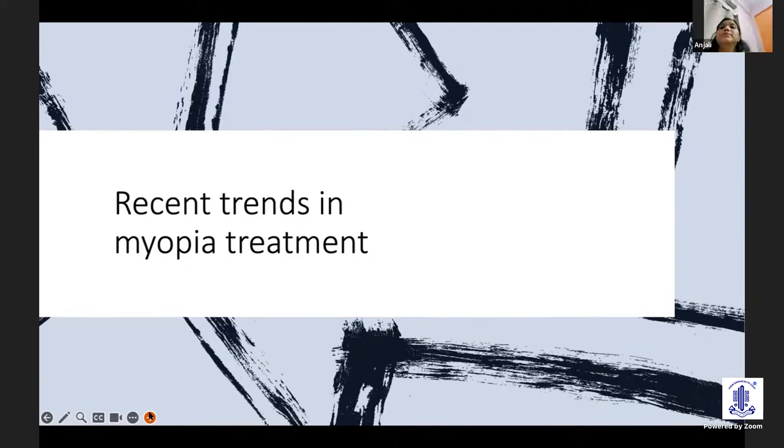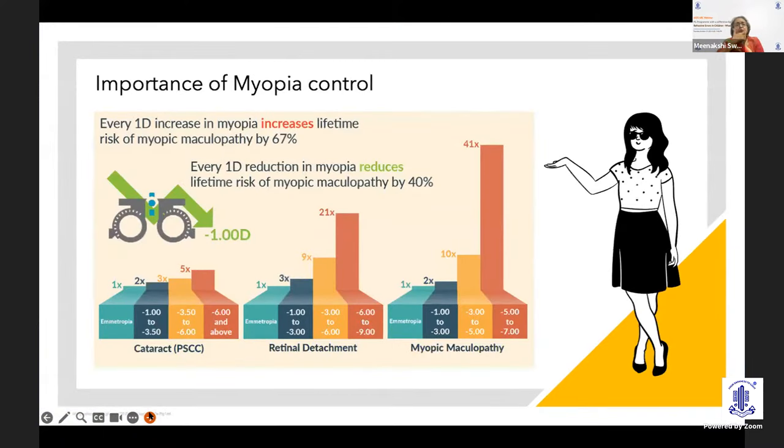And this is one of the hottest topics in ophthalmology worldwide, in both ophthalmology and vision research, vision science: myopia. So let's talk about what is there for myopia out there in this day and age. All right. So what is the big deal? Why are we talking about control the myopia, control the myopia? What is the big deal?